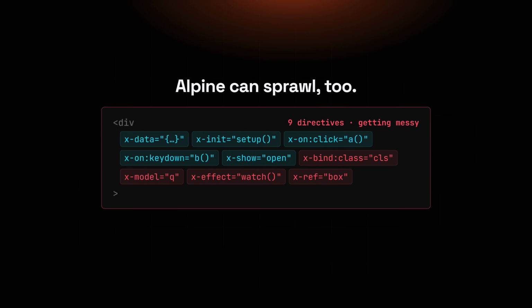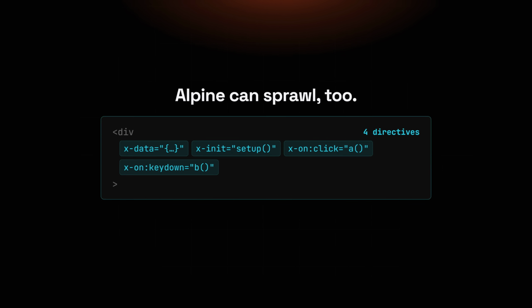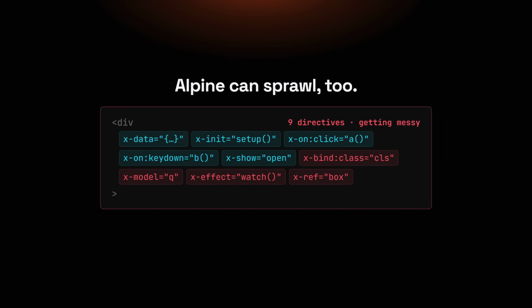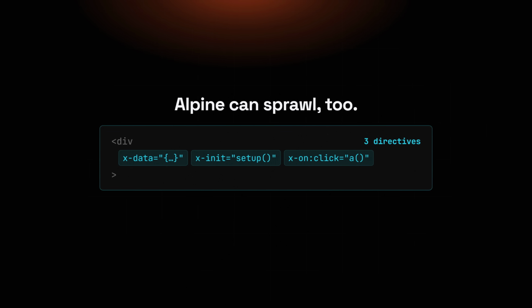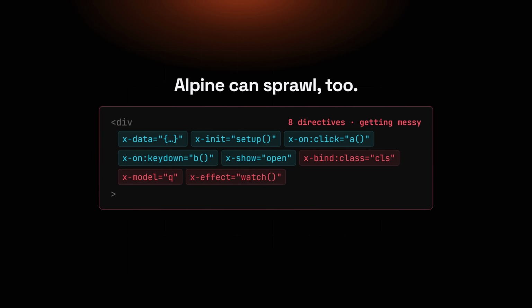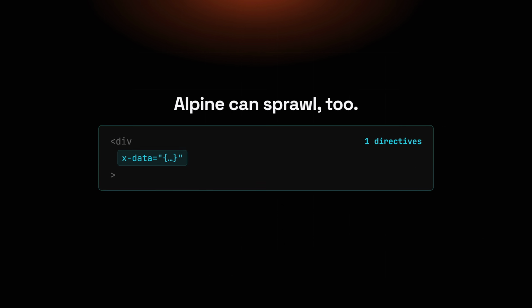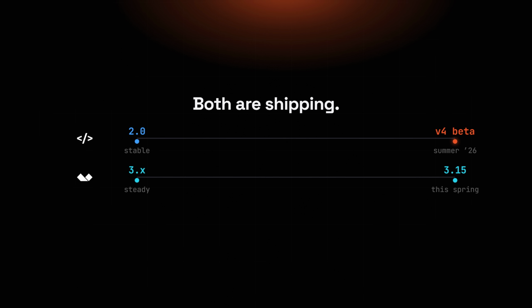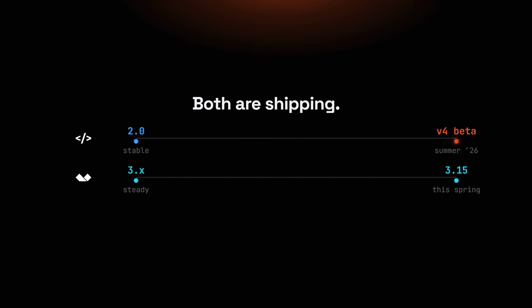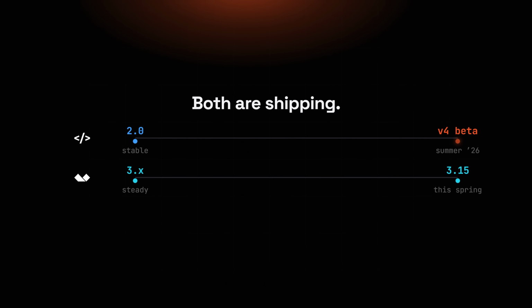It is lovely for small pieces of state, but once your client logic grows into something genuinely complex, all those attributes start to sprawl across the markup. Past a certain point, a full framework earns every kilobyte it costs. Both projects are very much alive. HTMX has a version 4 in active beta, aimed at this summer, and it is careful about not breaking your existing pages. Alpine ships steady point releases. The latest one landed this spring.